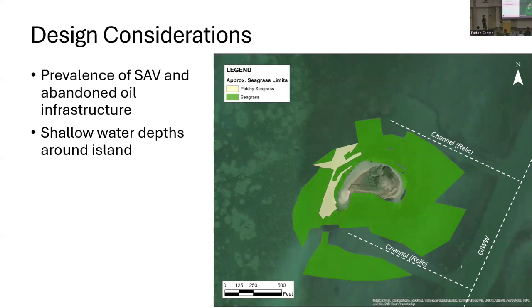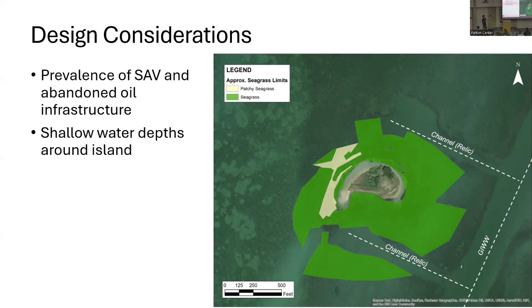So the figure on screen shows the results of our seagrass survey. You can see outside of the channels to the north and south of the island and directly adjacent to the shoreline, pretty much the entire survey area was covered in seagrass, which is shown by the green, and then what we were calling patchy seagrass, which is the tan color.